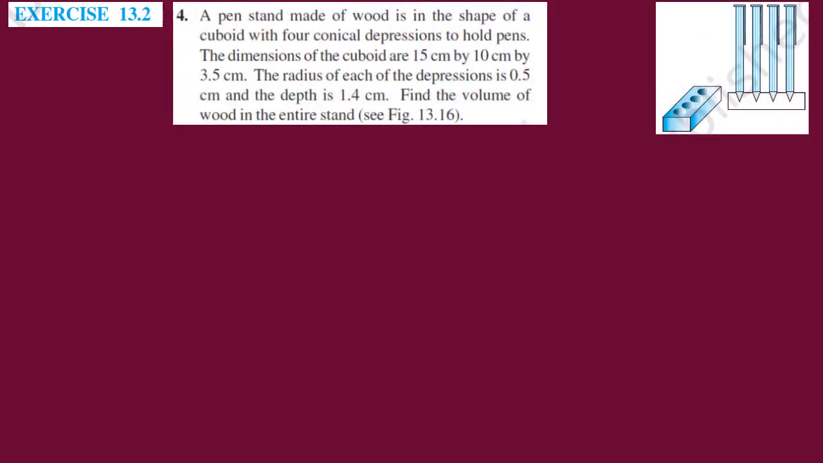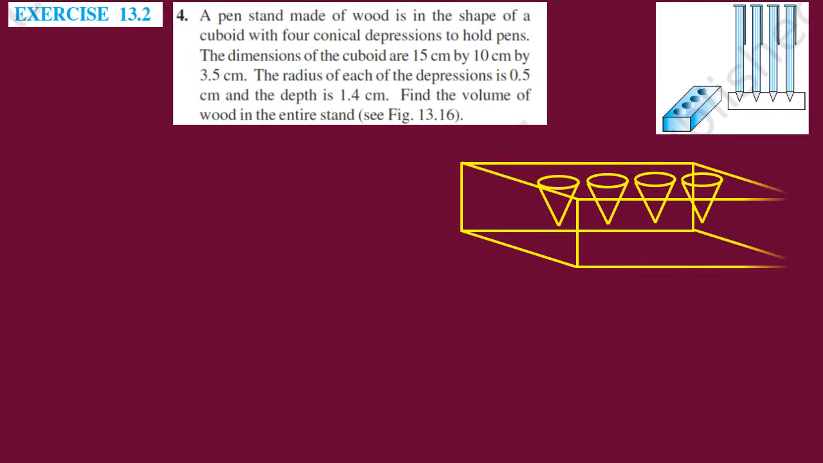A pen stand made of wood is in the shape of a cuboid with 4 conical depressions to hold pens. You can see in the figure. The dimensions of the cuboid are given. The radius of each depression, that means the radius of the cone, and depth, that means height of the cone, are also given. So find the volume of wood in the entire stand. So the figure is this. A cuboid, in that 4 cones.